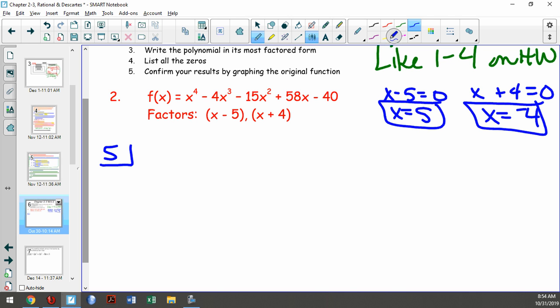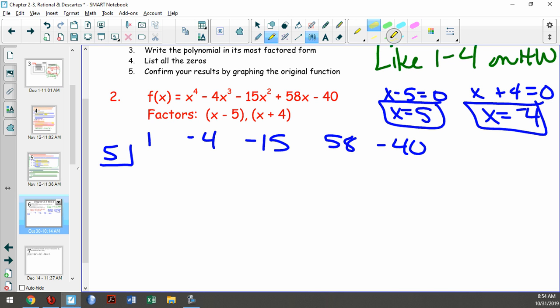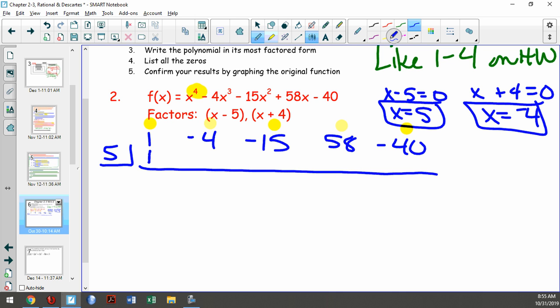Now, I need to pull all of the coefficients off of my polynomial. So that's 1x to the 4th, negative 4x cubed, negative 15x squared, 58x, and negative 40. And yesterday, I taught you to always look at the highest exponent, which is 4, and then to count down and check that you did not miss any placeholders. 4, 3, 2, 1, 0. Did I miss any? I did not, so now I'm going to do synthetic division. So I go ahead and draw a line, and I drop down the 1.